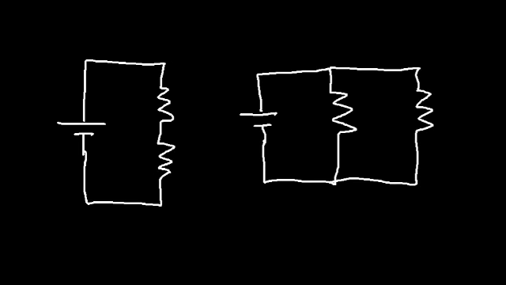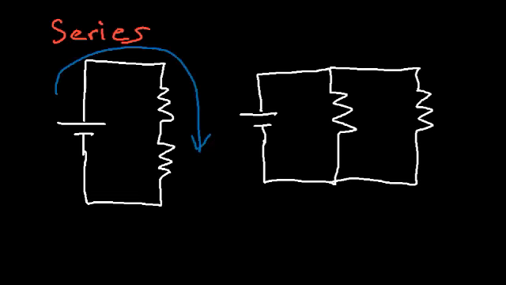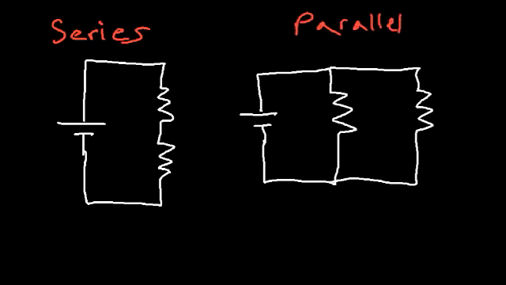The one on the left is a series circuit. The reason being is there's only one path for the current to flow. In a parallel circuit, which is what we have on the right, there's multiple paths for the current to flow. The current can flow in this direction or it can flow in that direction.